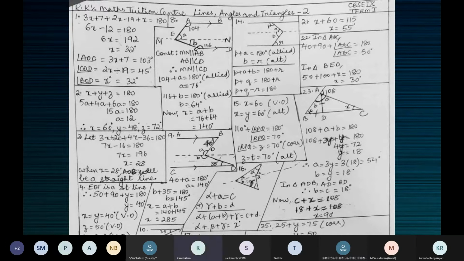Miss, I too got the same answer. Very good. Any questions, children? Please get it clarified. Ma'am, I didn't first get MN parallel to AB. I didn't do it like that, ma'am. I directly substituted 104 plus A.